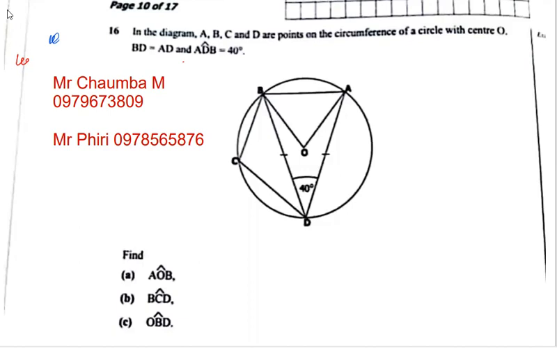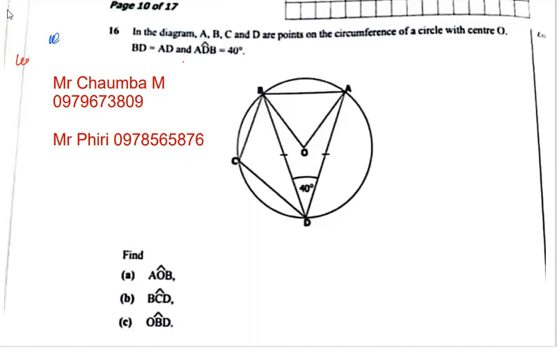In the diagram, A, B, C, and D are points on the circumference of a circle with center O. With center O, that is very important for you to know. Then they are saying BD, sorry, is equal to AD, and then the angle at D is equal to 40 degrees.